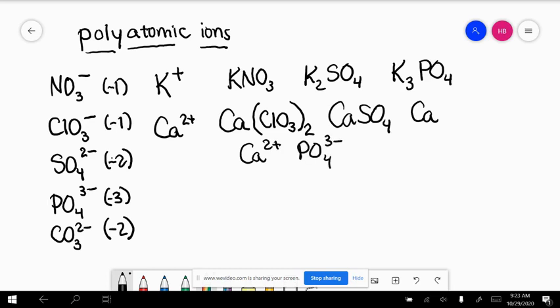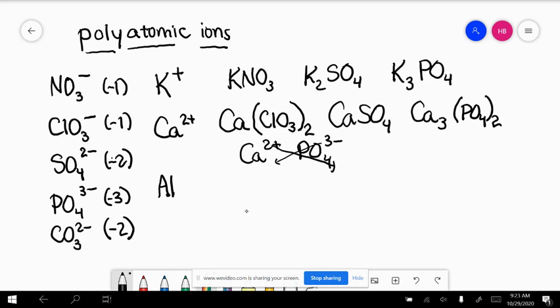at -3, I can drop the charges down like such, or I can look for the lowest common denominator, which is 6. So I have to have 6 pluses and 6 minuses because that's the lowest common denominator, or I can drop the charges down. That means that I have 3 calciums and 2 phosphates.